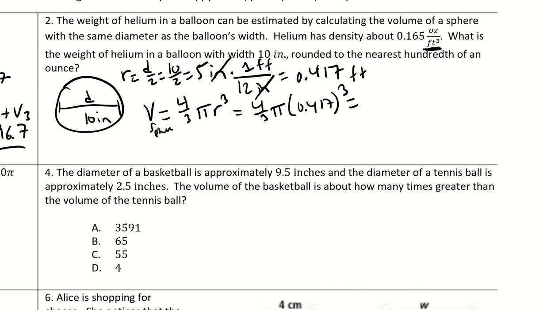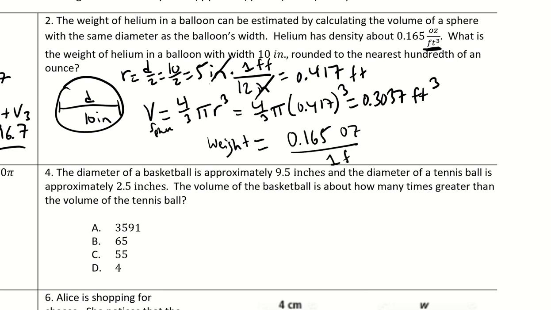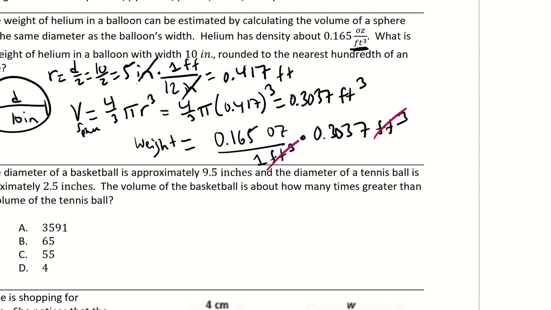So if you do that, you get 0.3037 cubic feet. Now to get the weight of helium, you have to take the density, which is 0.165 ounces per cubic foot, and multiply it by the volume. You notice that the cubic feet cancel, leaving you with ounces, which is a weight. So that's how I know that we need to do that: 0.165 times 0.3037.